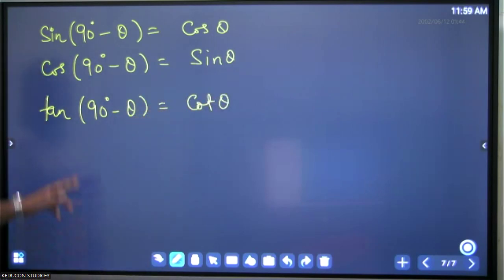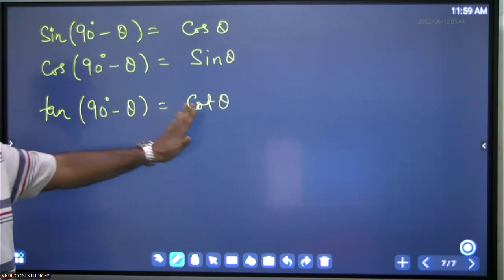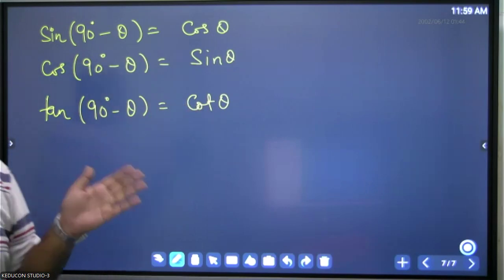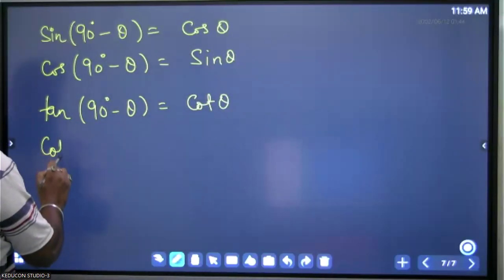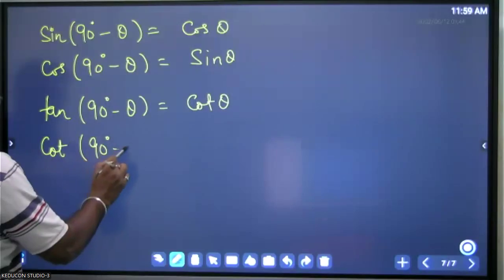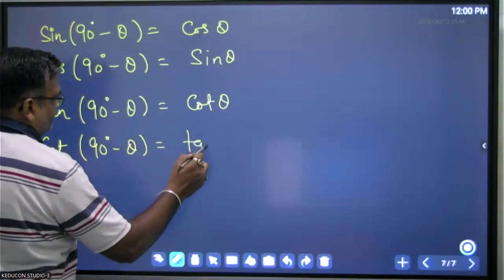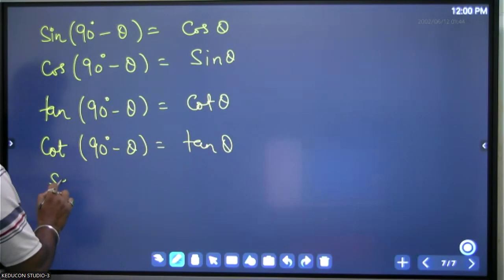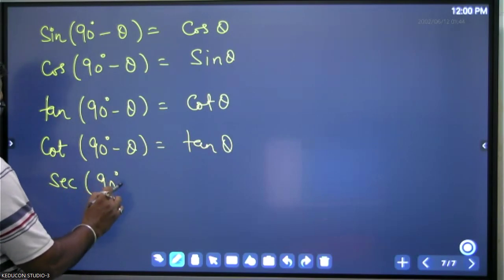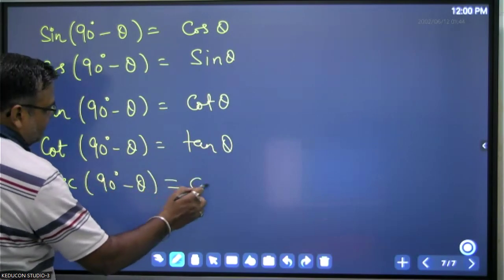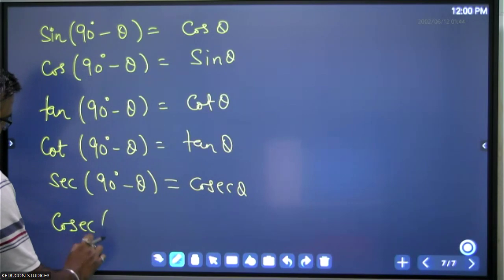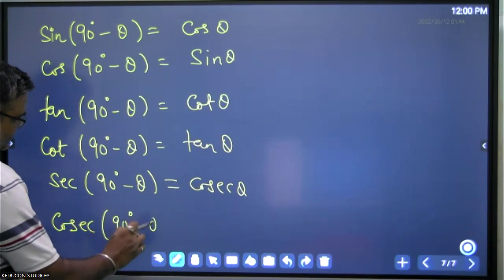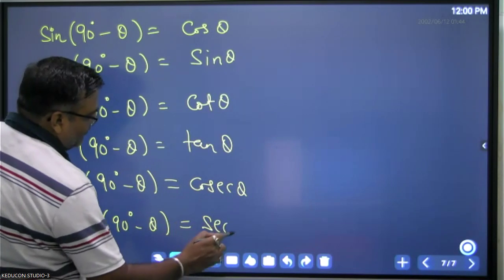Again two concepts. Here this angle is 90 degree, that is y axis. So trigonometric ratio is changing to its complementary. Means tan का complementary cot और cot का tan. Right?